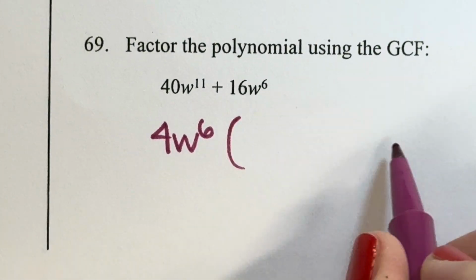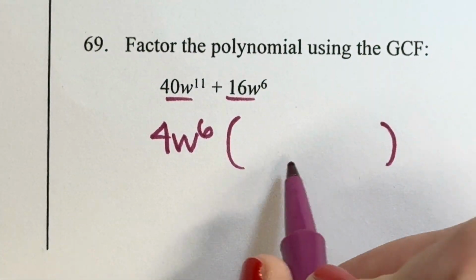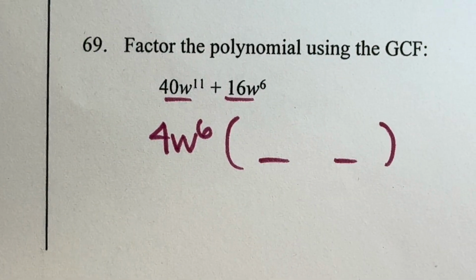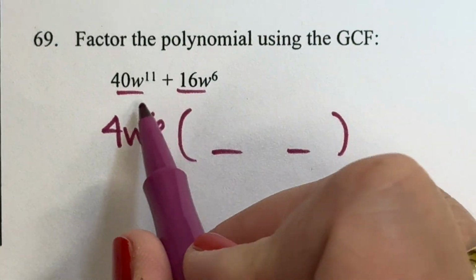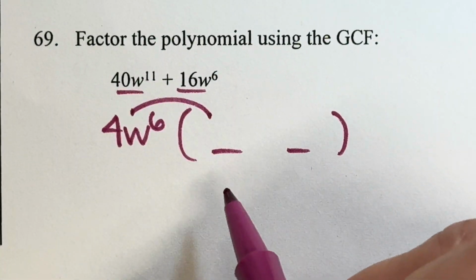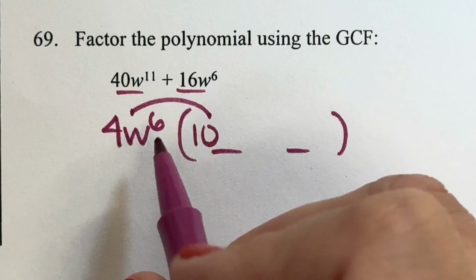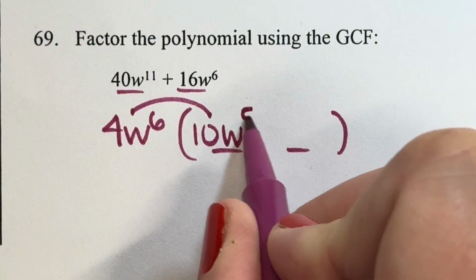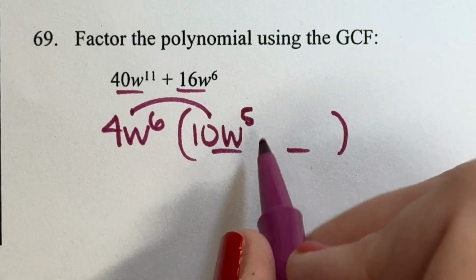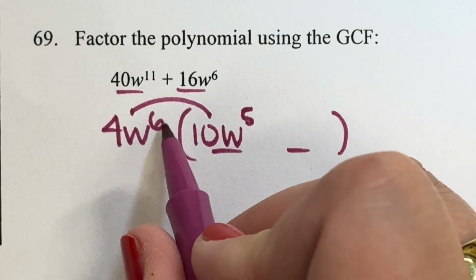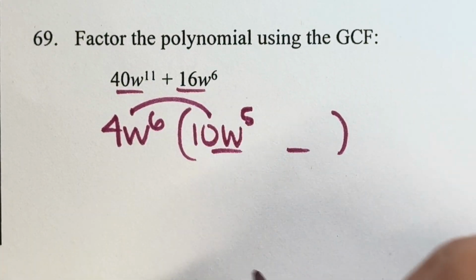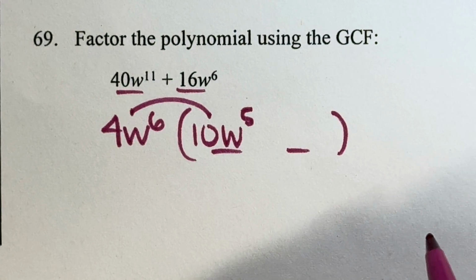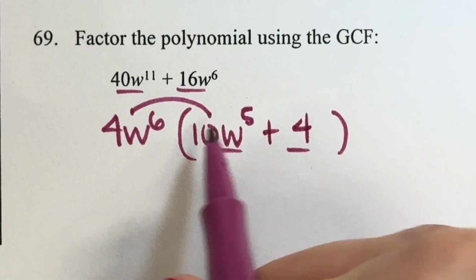And so now I'm going to rewrite this. There were 2 terms in the original polynomial, so inside my parentheses needs to be 2 terms. 4 times what makes 40? 10. W to the 6th times what makes w to the 11th? W to the 5th. 4w to the 6th times what makes positive 16w to the 6th? Positive 4.